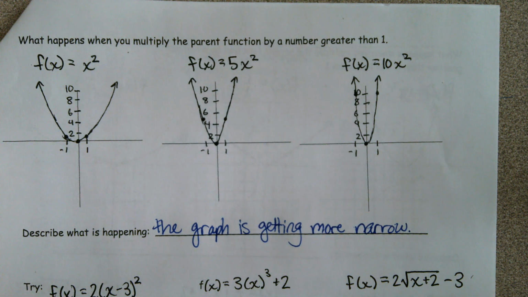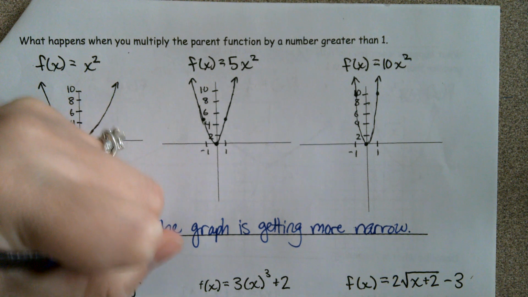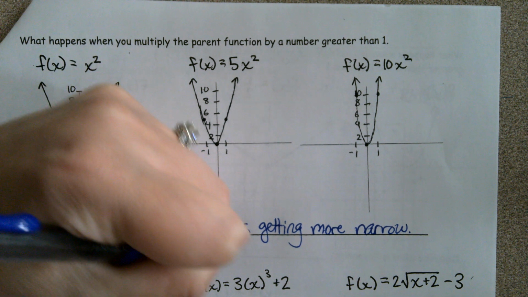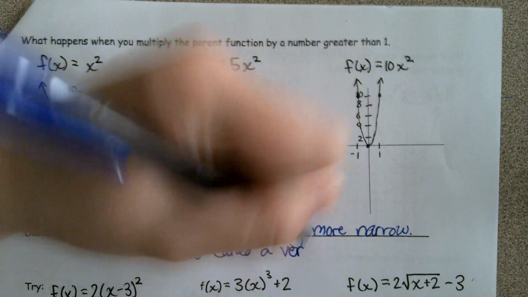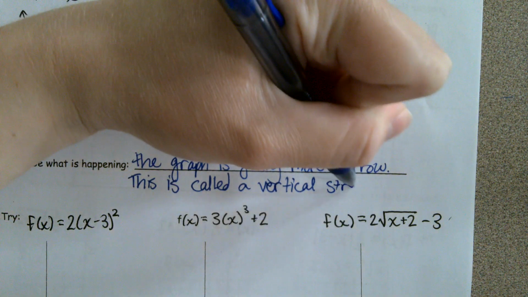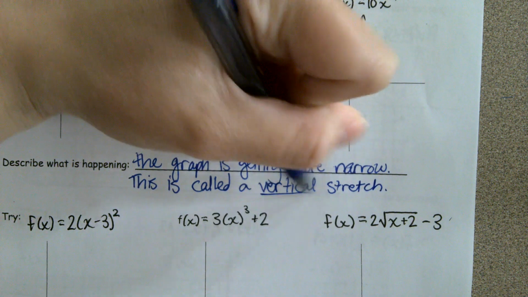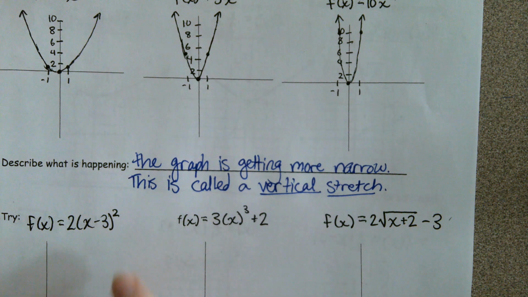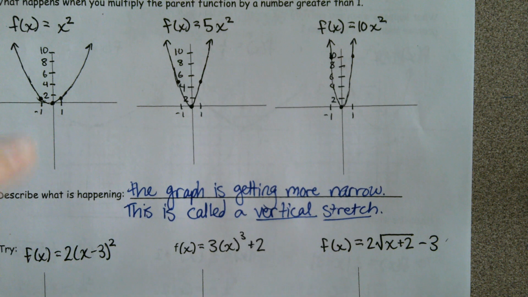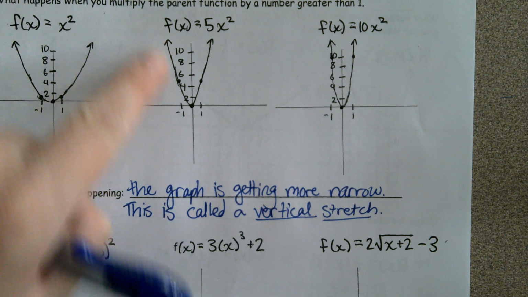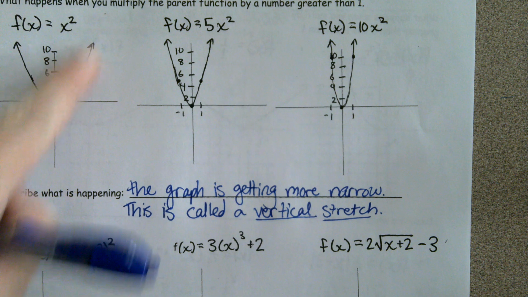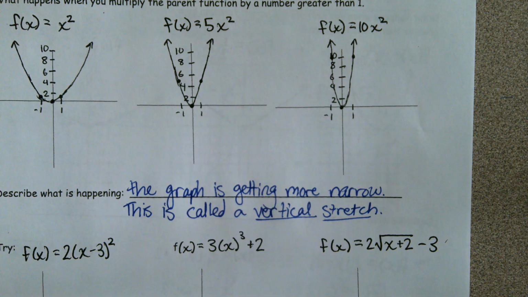Now, of course, that's not what we call it. We have to have a different word for it. This is called a vertical stretch. And one way to remember this, if you look at these as arms, it looks like someone is raising their arms up to the sky further and further as they go. So it genuinely looks like someone's stretching their arms out.